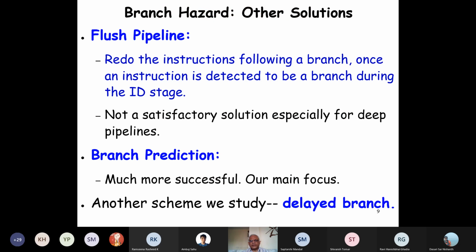Now the flush pipeline is a possibility. Once the branch outcome is found to be branch taken, we need to flush the instructions which have been fetched. For the MIPS pipeline, 2 instructions need to be flushed if the branch is taken. But for a longer pipeline, maybe 10 or 15 instructions need to be flushed. The other approach is branch prediction, which is much more successful, and we'll focus on this.